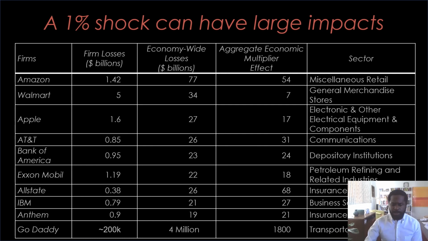Now, I said I would come back to GoDaddy on the bottom. It's not one of the top firms that we have. It was the top firm when we ranked its aggregate multiplier effect. Now, because the losses on GoDaddy are actually kind of small. It's a small company. However, its aggregate multiplier effect, where Amazon's was 54, Allstate's was 68, and those were all large, it's 1,800, showing that the connections underlying GoDaddy's core business have a large and outsized impact following this shock.